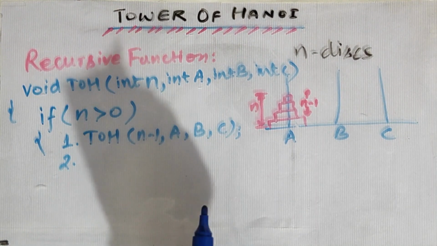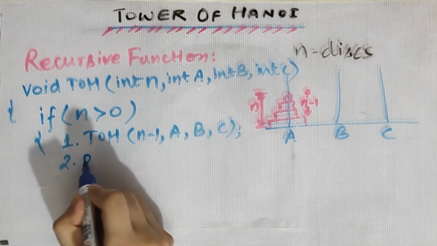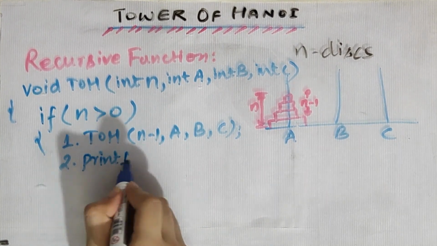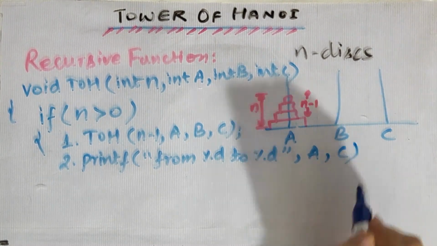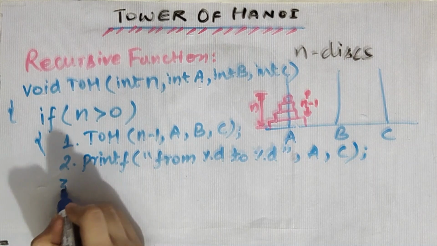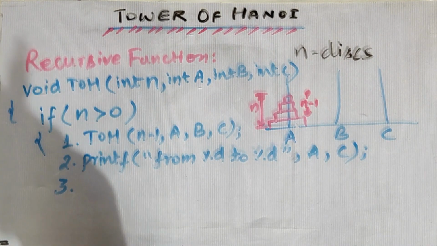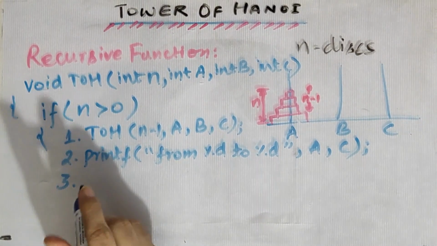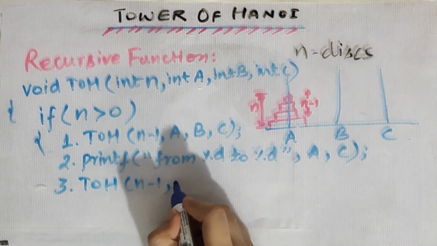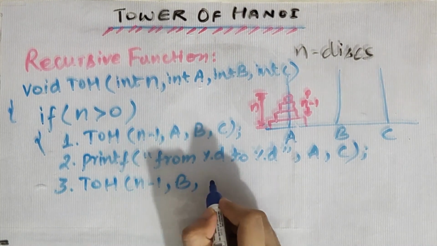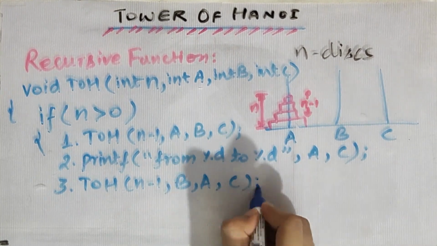Then we will have one disk at tower A, so we will simply print: move that disk from A to C. And the third step is that we have n-1 disks at tower B, so we will move those n-1 disks from tower B to tower C using auxiliary tower A.